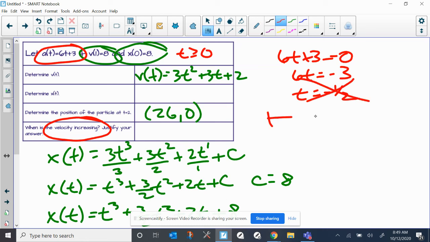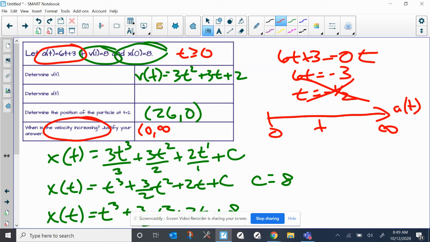And I have a number line from 0 to infinity out there, and it's for acceleration. So I need a test value that's in there. I'm going to pick the number 10. I'm going to plug it in to my acceleration equation, and I get something positive. So it says, when is the velocity increasing? That's that entire interval. So I would say from 0 to infinity. And the justification is a of t greater than 0.